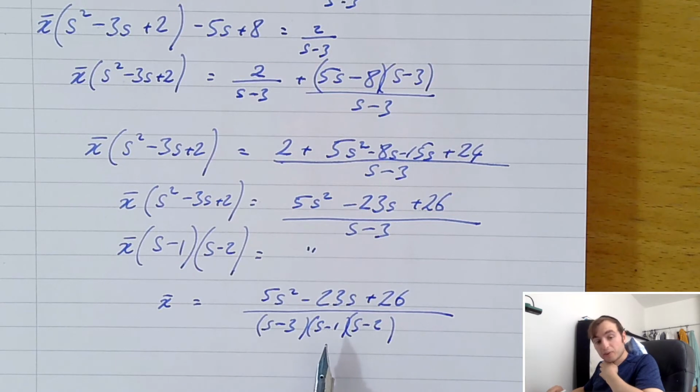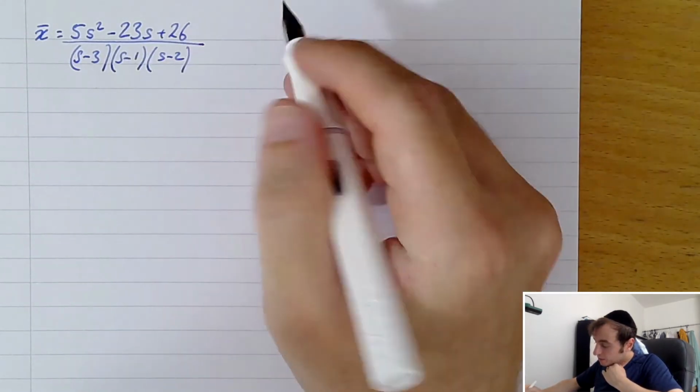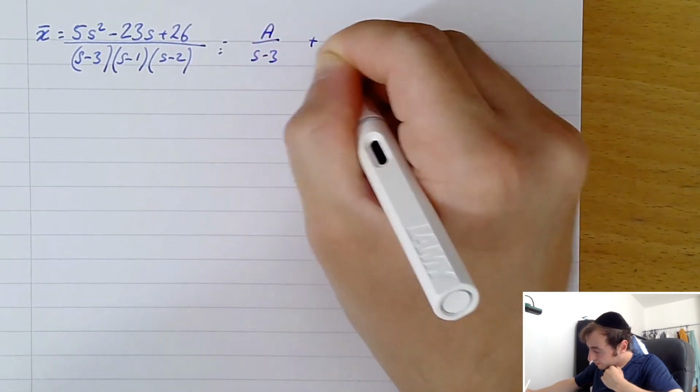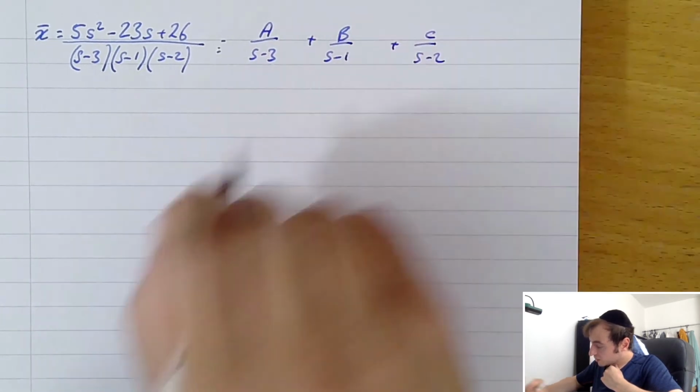Now what we can do is if we find the inverse Laplace transform of the left and right side, we're going to find what x equals. So that's what we're going to do next. So that's what we had before. We know what x bar is. And we know that in partial fractions, that's going to be a on s minus 3 plus b on s minus 1 plus c on s minus 2.